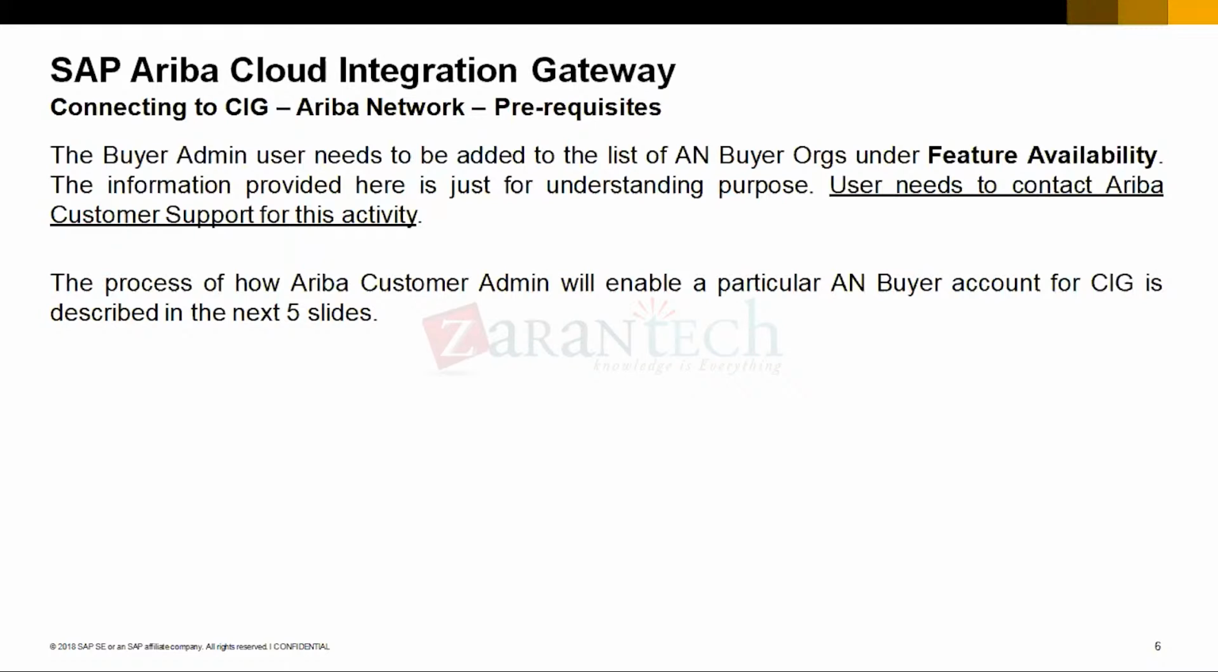Feature availability status is a kind of additional configuration that you may get if you're part of the Ariba support team or Ariba shared service team. In that feature availability status, the customer licensing ID needs to be added for the CIG product. This activity will be done by the Ariba customer support team, the Ariba shared service team. So whatever information we are going to discuss is just for our knowledge purpose, and we are not going to perform this kind of activity on the customer side.